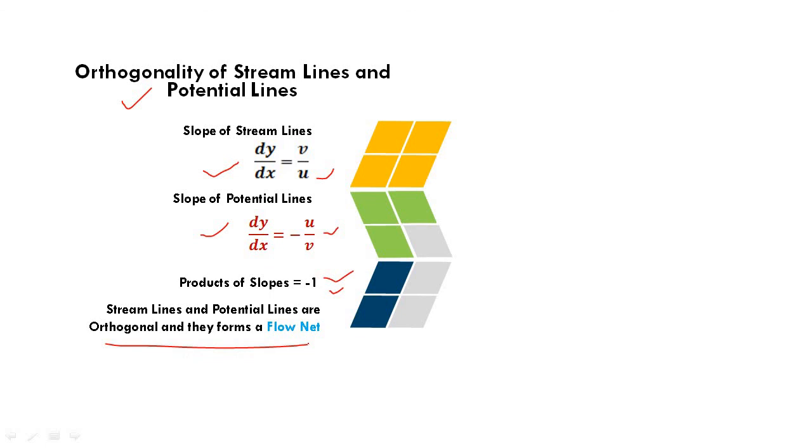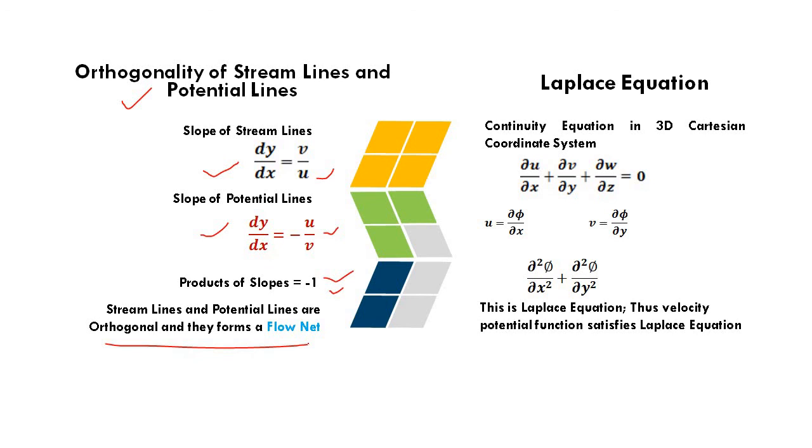We'll discuss the various configurations of flow nets in the next slide. What I have just said is that a set of streamlines and a set of potential lines will form a flow net since they are perpendicular. And we know the continuity equation in 3 dimensions. We had introduced the continuity equation, which is nothing but the law of conservation of mass. That represents a possible case of fluid flow. That means if the flow has to happen, the continuity equation has to be satisfied.